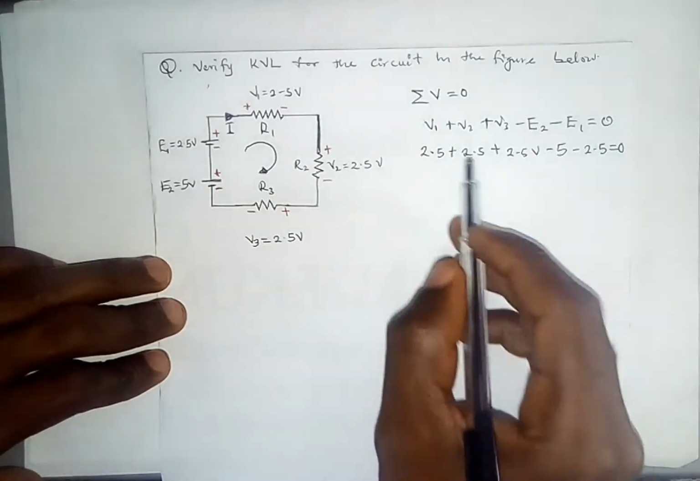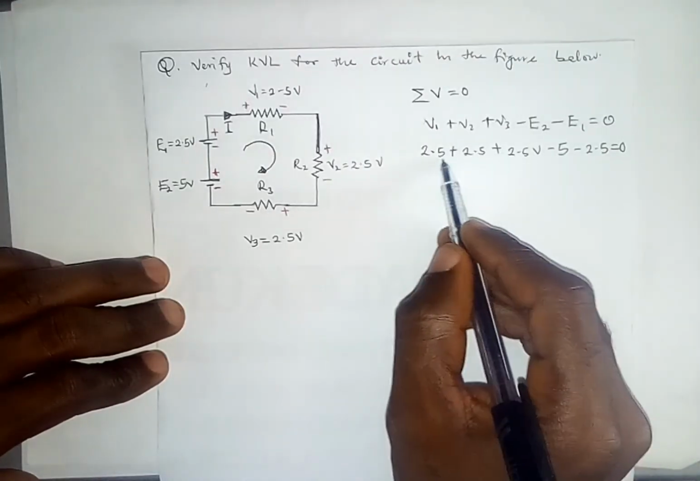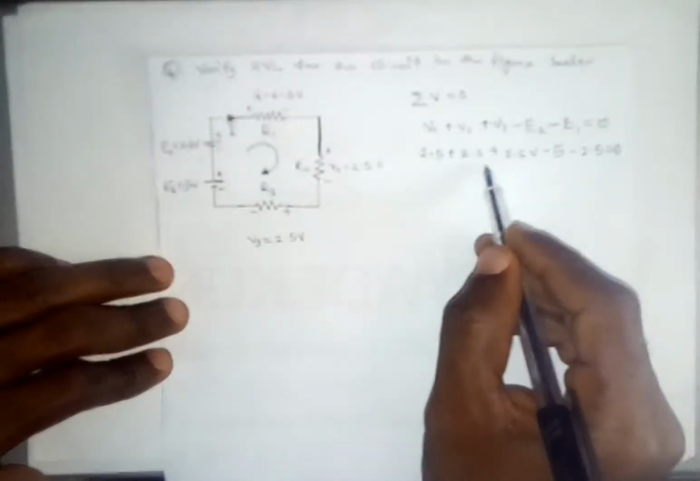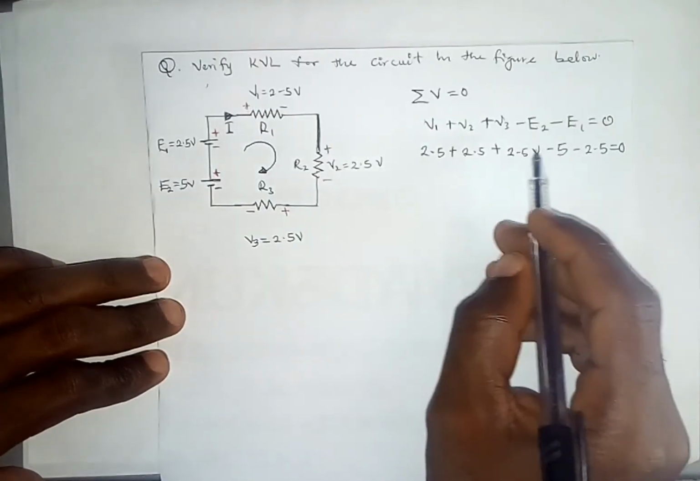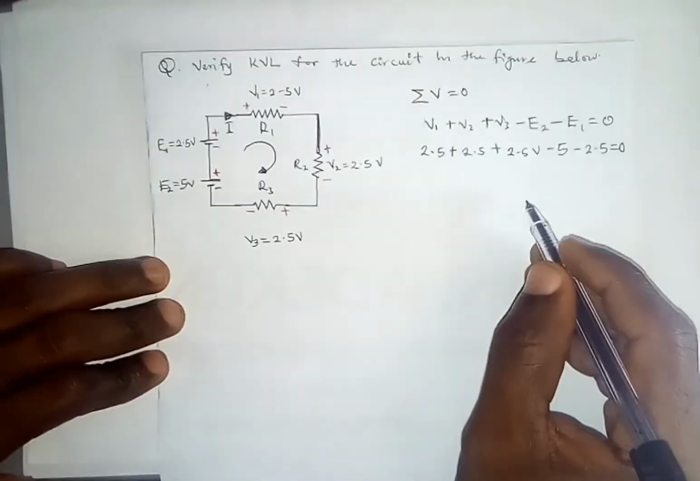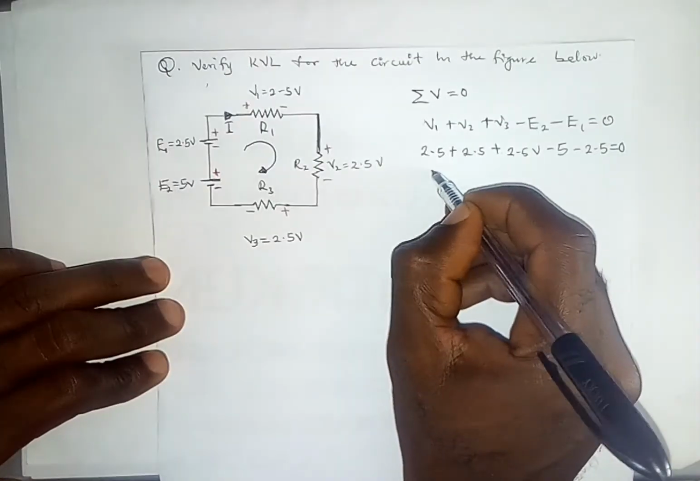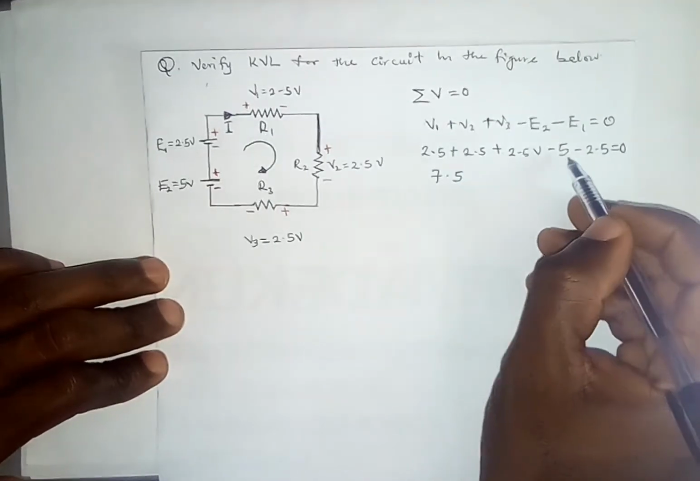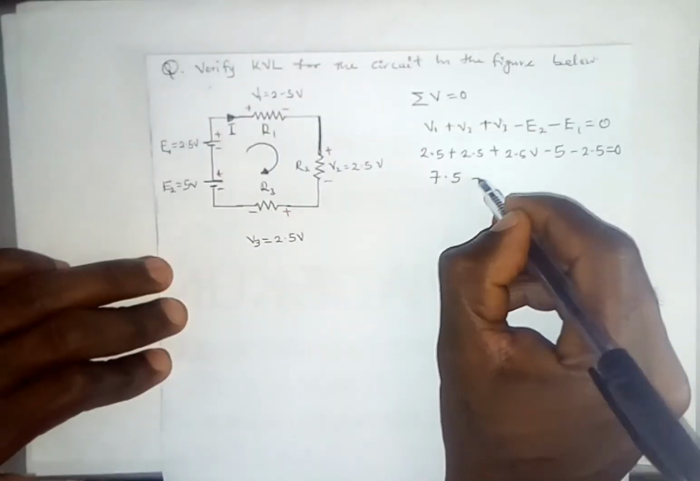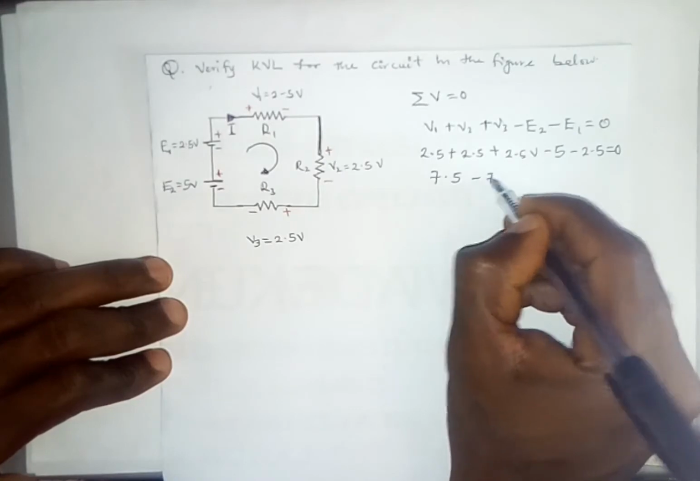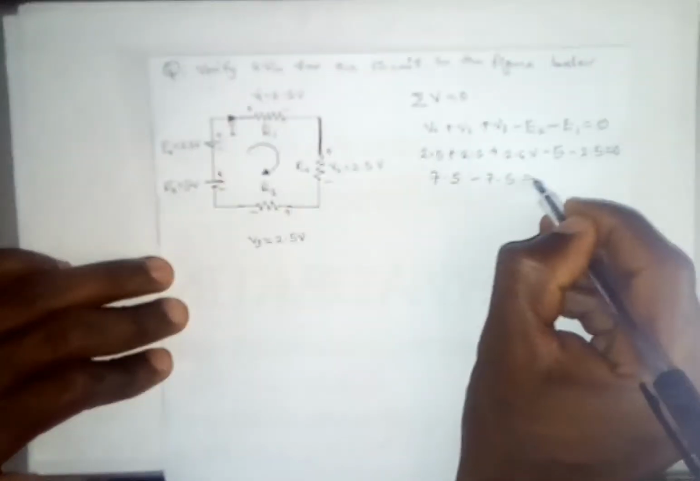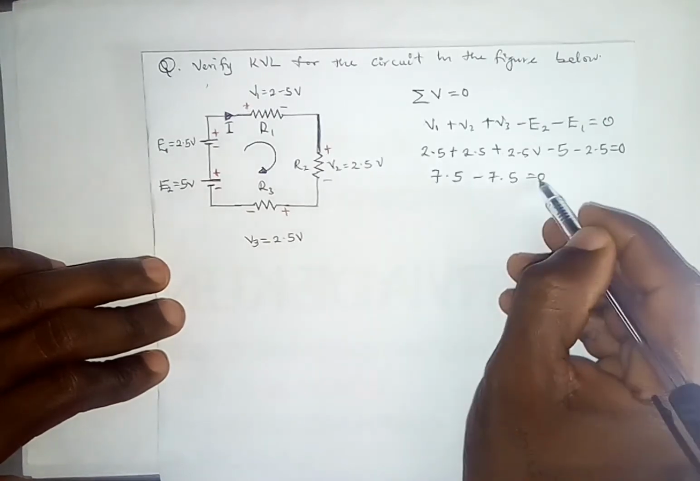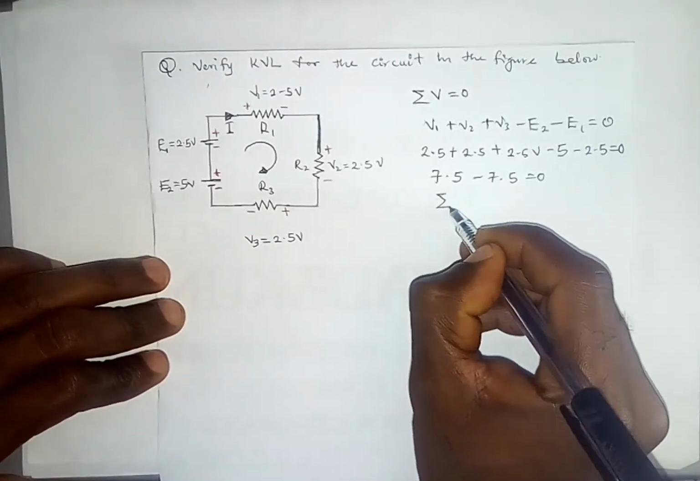Everything equals 0. So if we add all these things together now, we are going to have 7.5, and this one we are going to have minus 7.5, which is equal to 0. So when you subtract this one from this, definitely we are going to have 0.